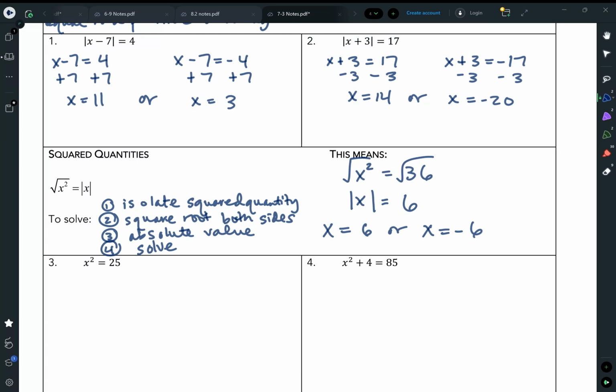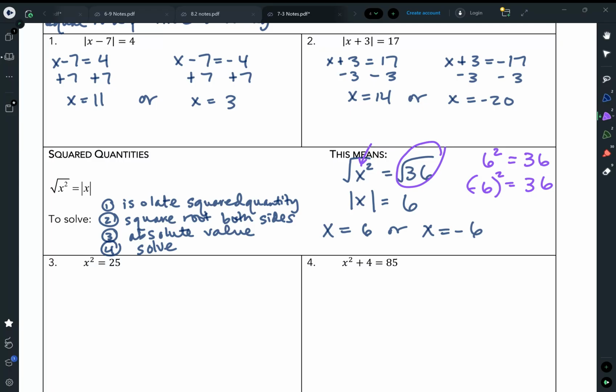So let's just make sure we understand why we need two answers here. So if I take a positive 6 and I square it, so I'm putting things back in for x to show that they work. If I take 6 and square it, 6 times 6 is 36. So if I take a negative 6 and I let that equal x, that would mean x times x is negative 6 times negative 6. That's also a positive 36. So when I have a square root by itself, it has to be positive. Square root of 36 is just equal to 6.